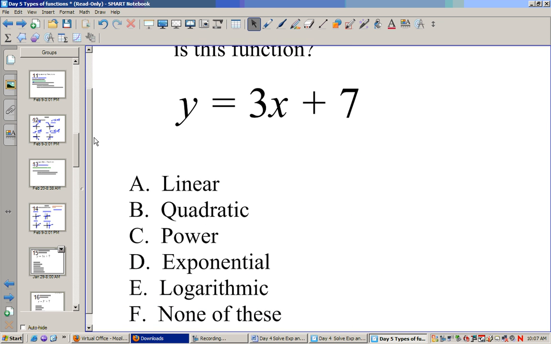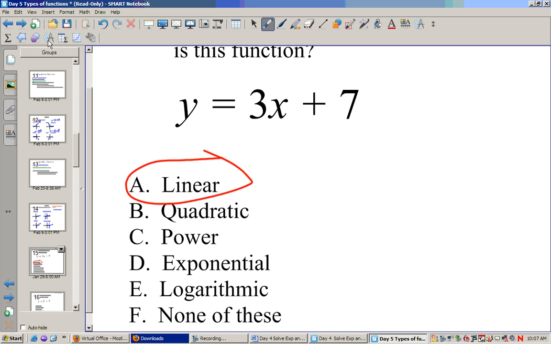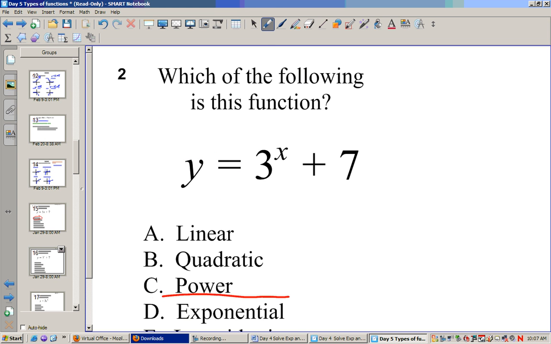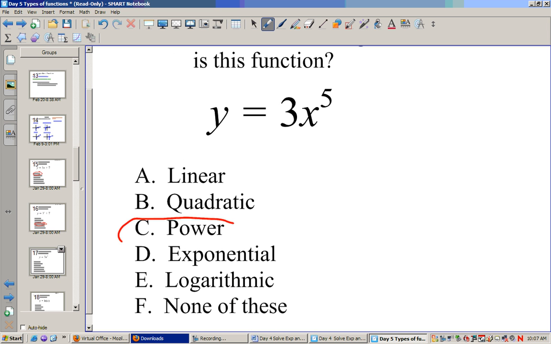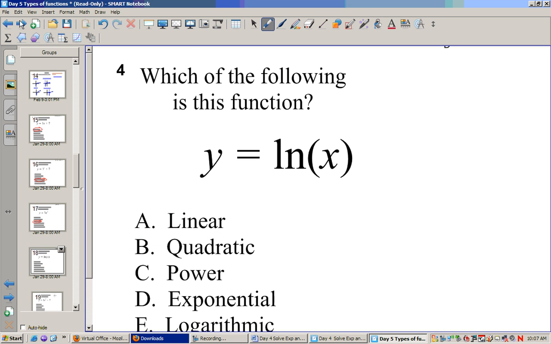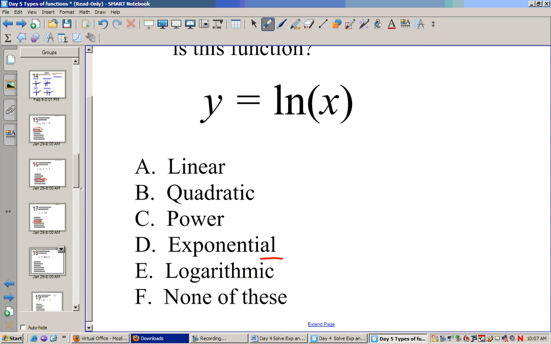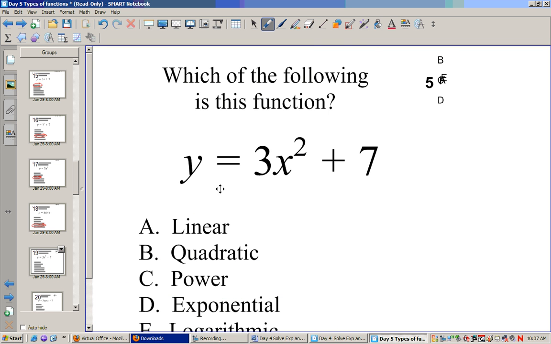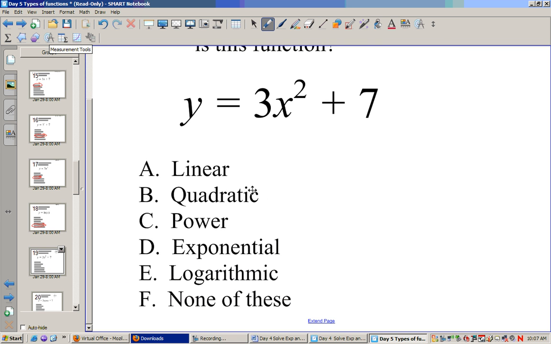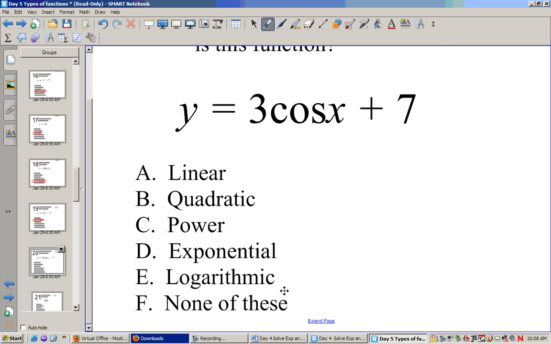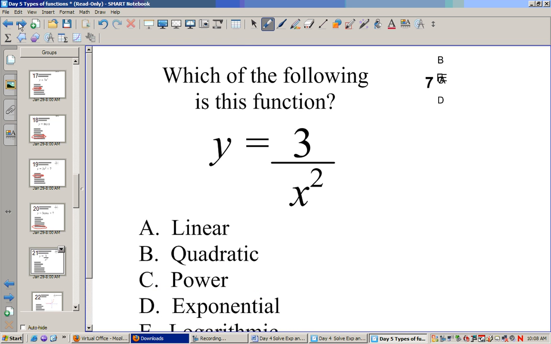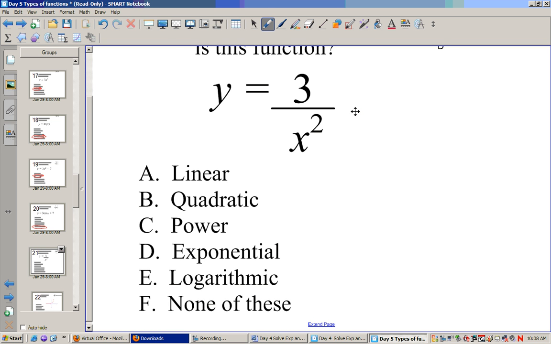So which function is this? Linear. What function is this? Exponential, because the x is in the exponent. What function is this? This is a power. It's actually a direct power because it's a positive. What function is this? Logarithmic. What function is this? This one is a quadratic. If I didn't have this plus 7, it would be considered a power. What function is this? This one is none of these. This is a trigonometric. What about this one? This is the same thing as 3x to the negative 2, which makes it an inverse power.